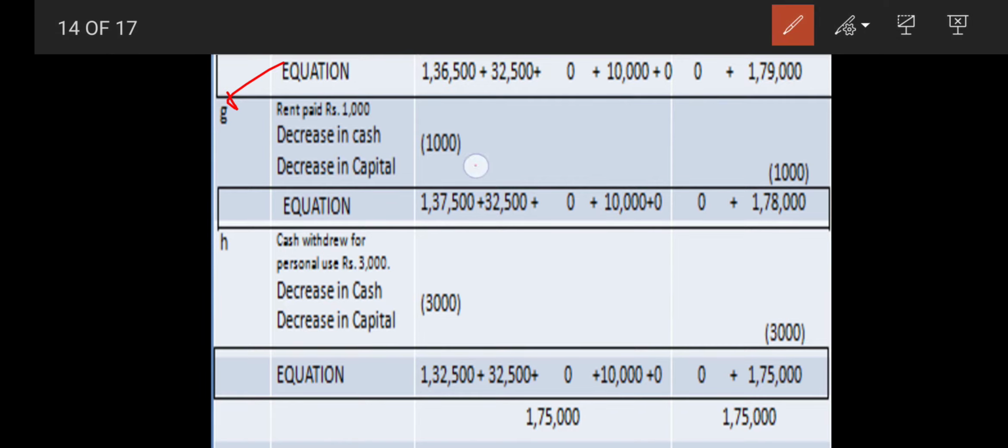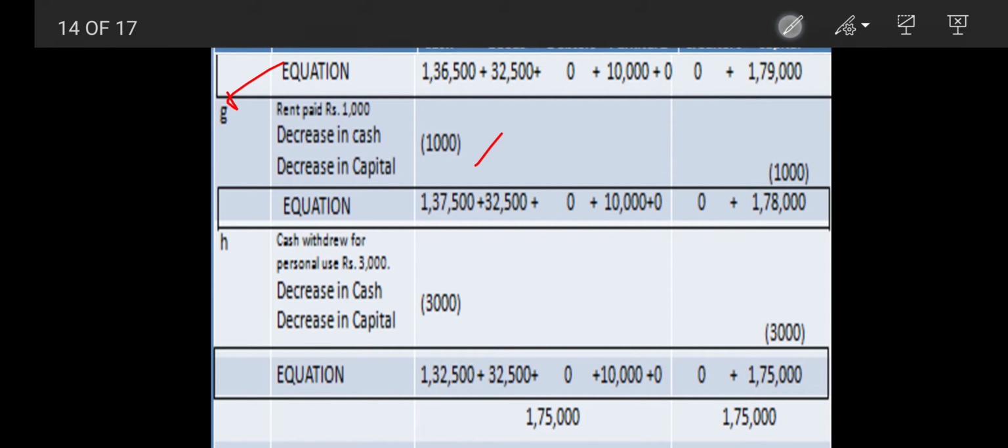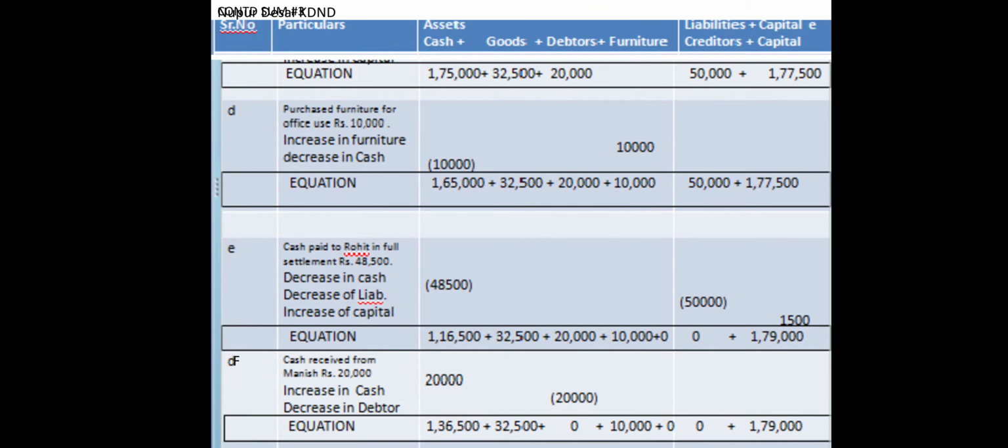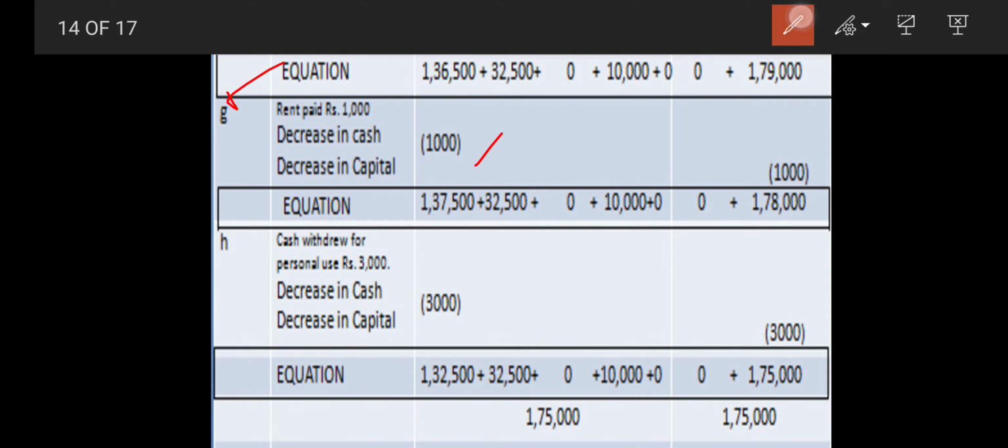I am going to decrease cash, and in the same way it's my expense, so capital also decreases. So I have decreased my capital over here by 1,000 rupees, right? So final equation will be 1,37,500, 1,35,500, sorry, 1,35,500, 32,500 plus 10,000 plus 0, and here also 1,78,000. So this way your whole structure is over.